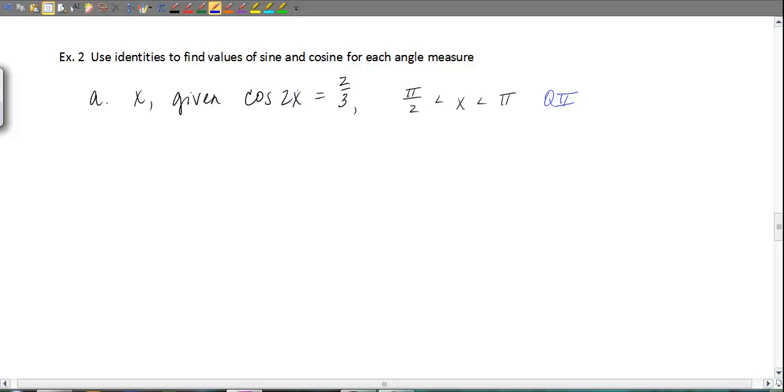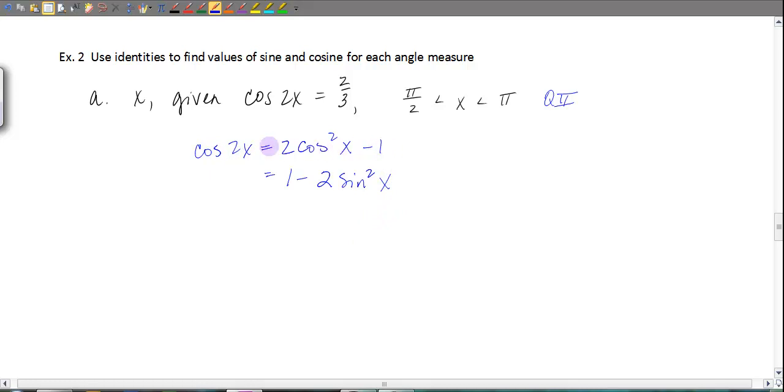So I have 2 choices that I can use. I know that the cosine of 2x is equal to 2 cosine squared x minus 1. I also know that it's equal to 1 minus 2 sine squared x. There's a third choice, but I'm not going to use that one. I have 2 options here that I'm going to pick from.